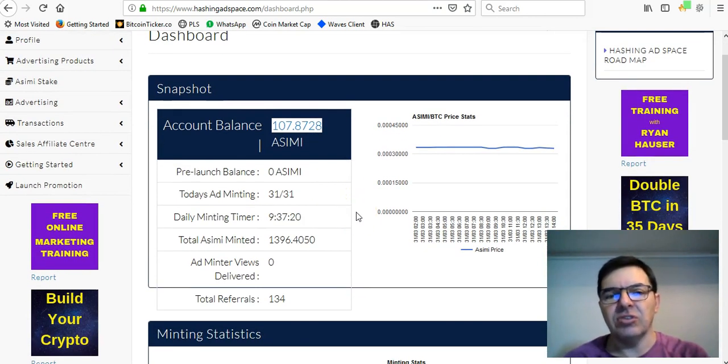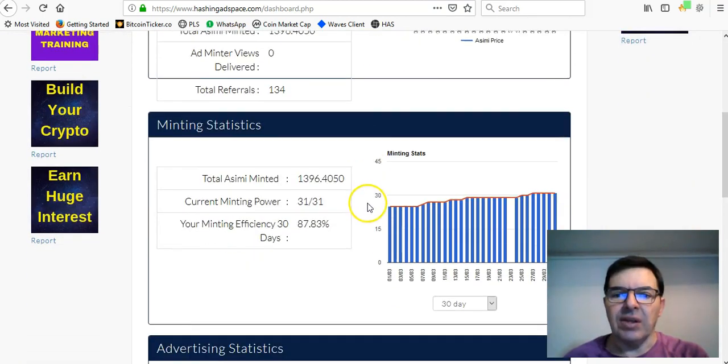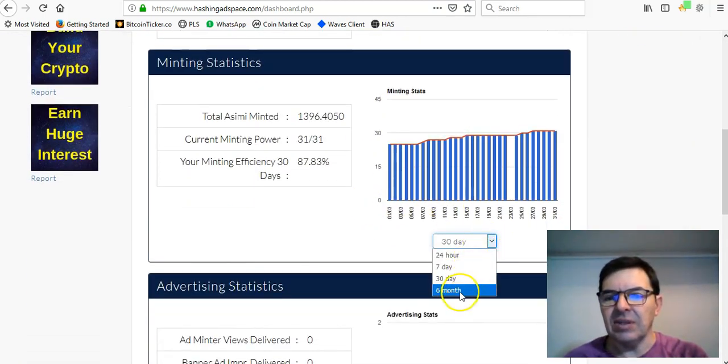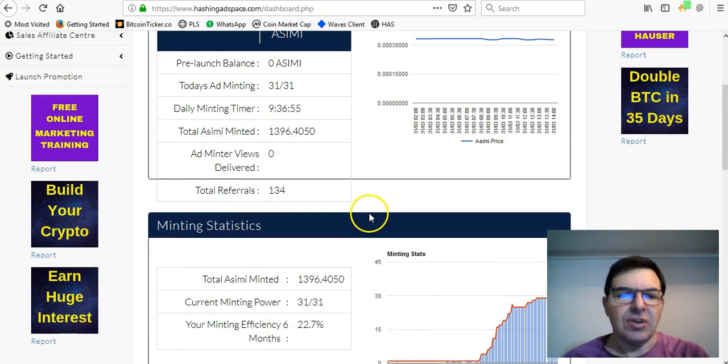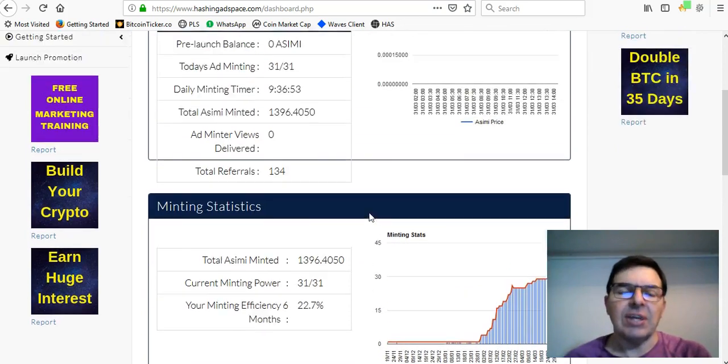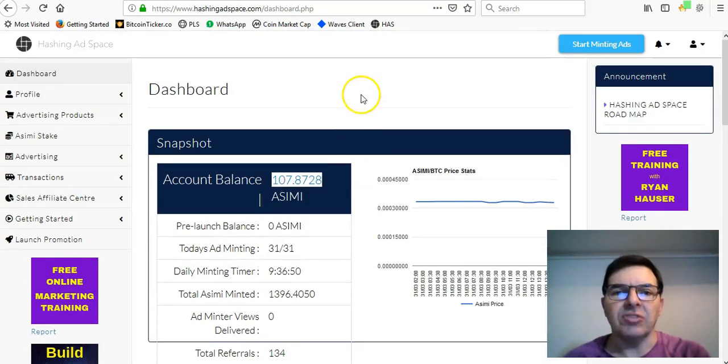Initially, I got started with buying quite a lot of Asimi. I bought about 20 Asimi over a three-week period. You can see it shot up initially, and then I started making withdrawals, and I'm steadily building up my stakes again. So basically I'm compounding my earnings, what I'm getting from Hashing Ad Space, or what I'm earning every day.